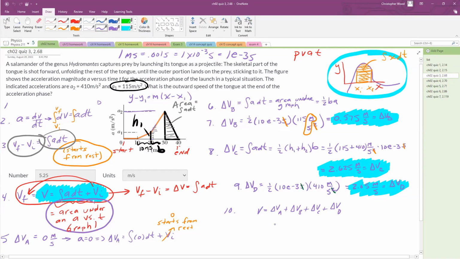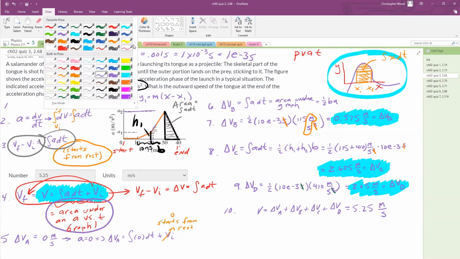So 0 plus 0.575 plus 2.625 plus 2.05 equals 5.25. And we are done. 5.25 meters per second. This is the answer. This is the velocity.